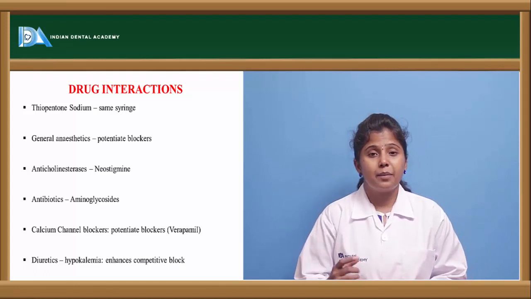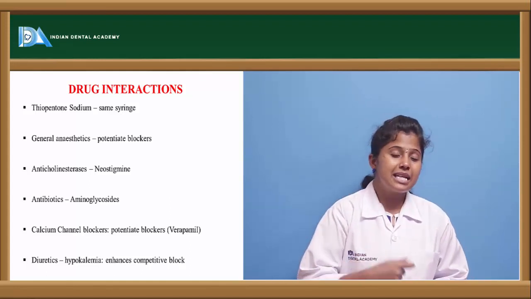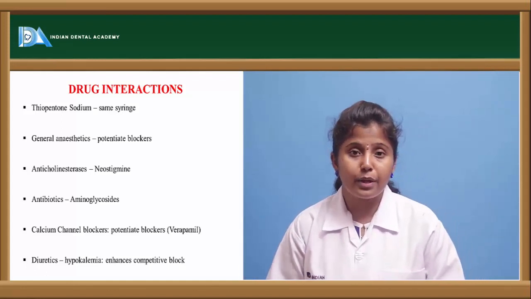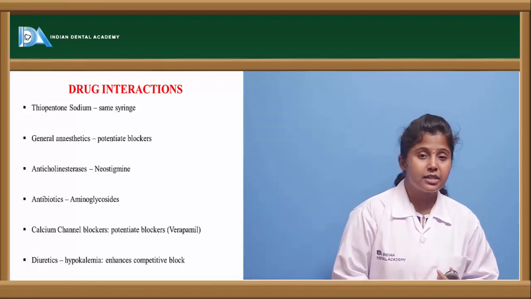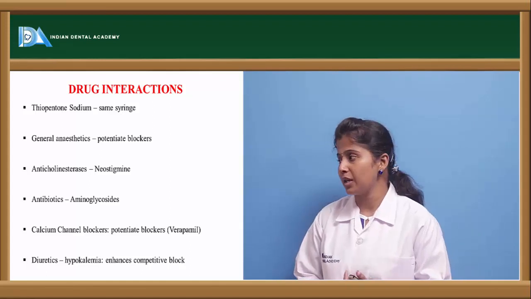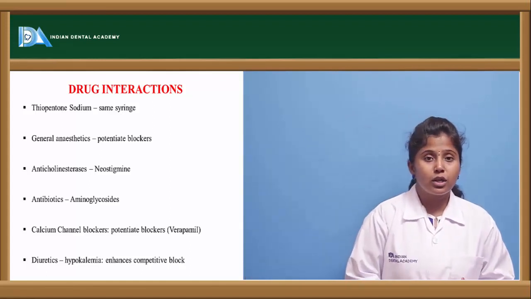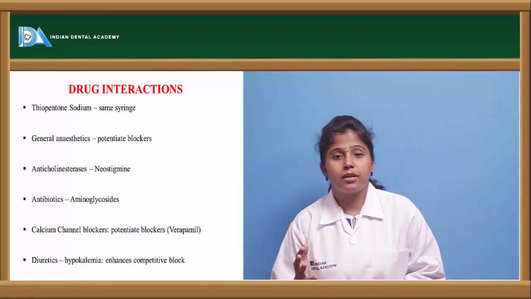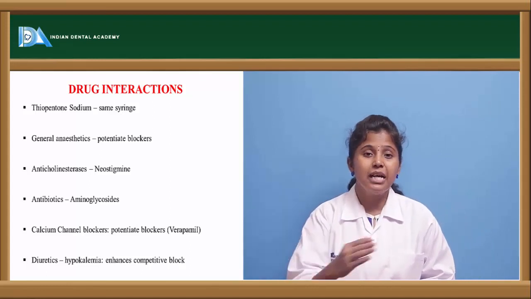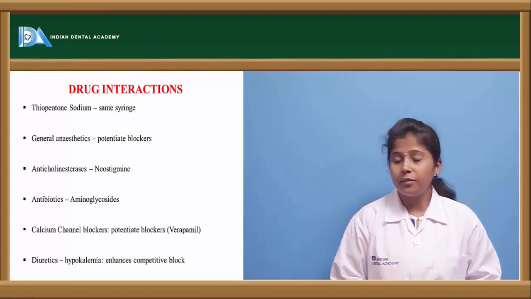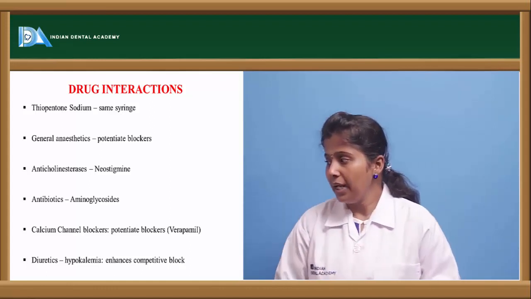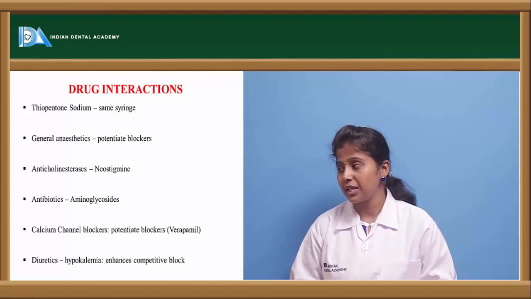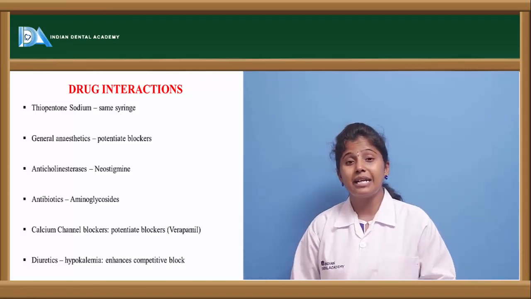If we are using thiopental sodium, then the same syringe should not be used to inject these drugs, because these drugs react with thiopental sodium. These drugs should not be given with general anesthetics because they cause blockade of the neuromuscular junction. They are also not to be used with anticholinesterases like neostigmine, because those block the pseudocholinesterase or cholinesterase enzymes, thereby prolonging the action of these drugs. They should not even be used with calcium channel blockers like verapamil, and not with diuretics because they may cause hypokalemia. They may reduce the calcium levels in the kidneys and thereby enhance the blockade.